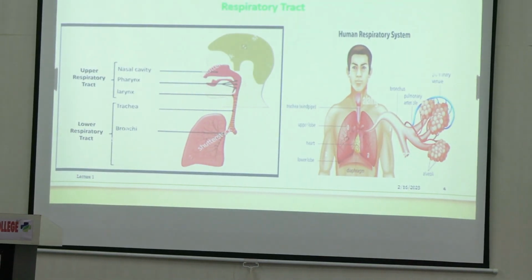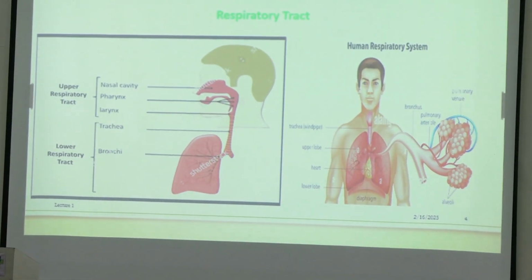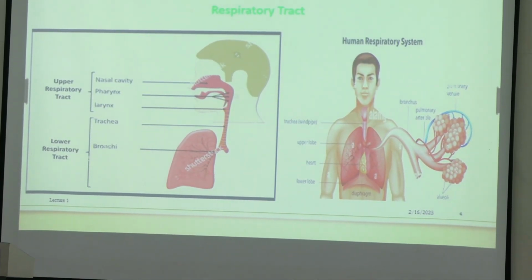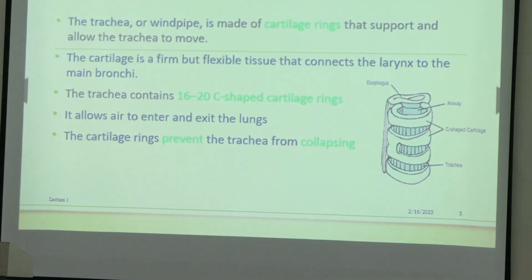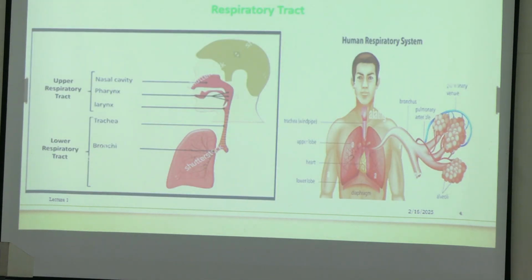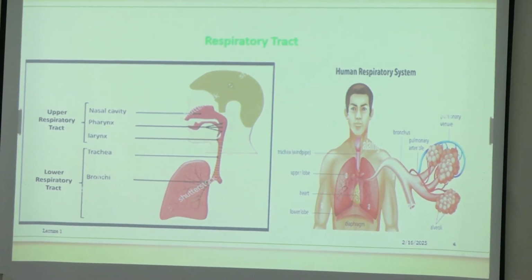If you see the respiratory tract, which is also known as the respiratory system, it is basically divided into two parts, based on the structural components involved. You can see from the slides, the first one is called the upper respiratory tract and the second is the lower respiratory tract. So what are the most important components of the upper respiratory tract? The most important components are the nasal cavity, then the pharynx and larynx.